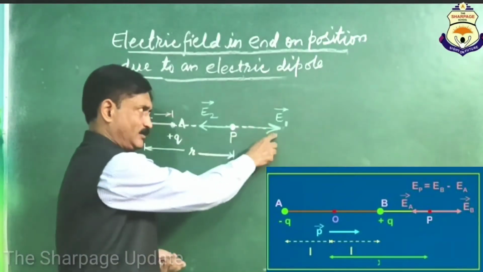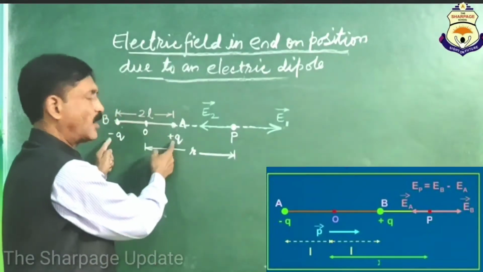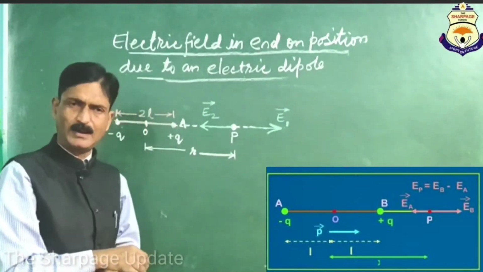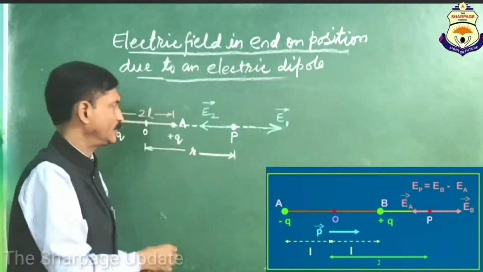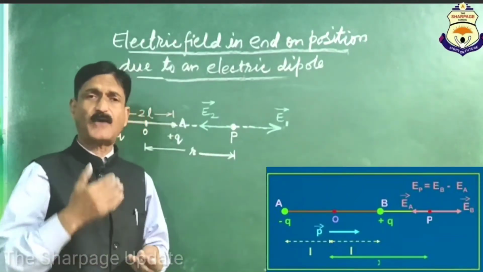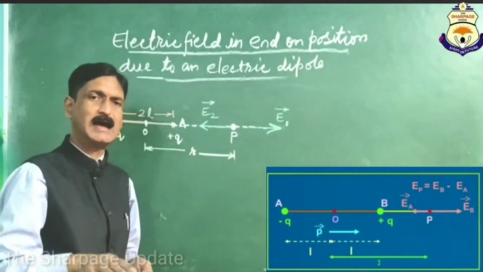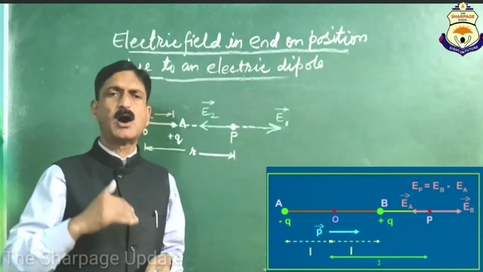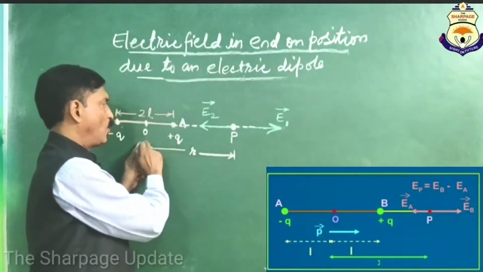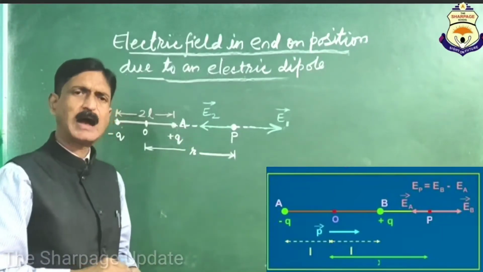Now, here you can see in this figure, AB is an electric dipole. The length, or you can say the separation of the plus q charge and minus q charge, is represented by 2L. O is the midpoint of this electric dipole. P is the point on the axis of this electric dipole where we have to find the electric field intensity. So the position of point P is known as the end-on position or axial position or longitudinal position. And the distance between point O and point P is represented by r.